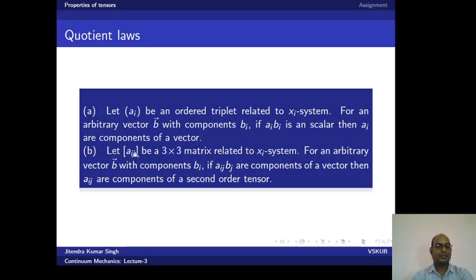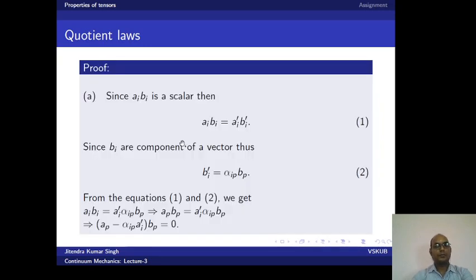So let a_ij be a 3 cross 3 matrix related to the x_i system. Then for an arbitrary vector B with components b_i, if a_ij b_j are the components of a vector, then we have to show that these a_ij are components of a second order tensor. So these are almost the converse of the contraction laws. We are going to prove the first result.